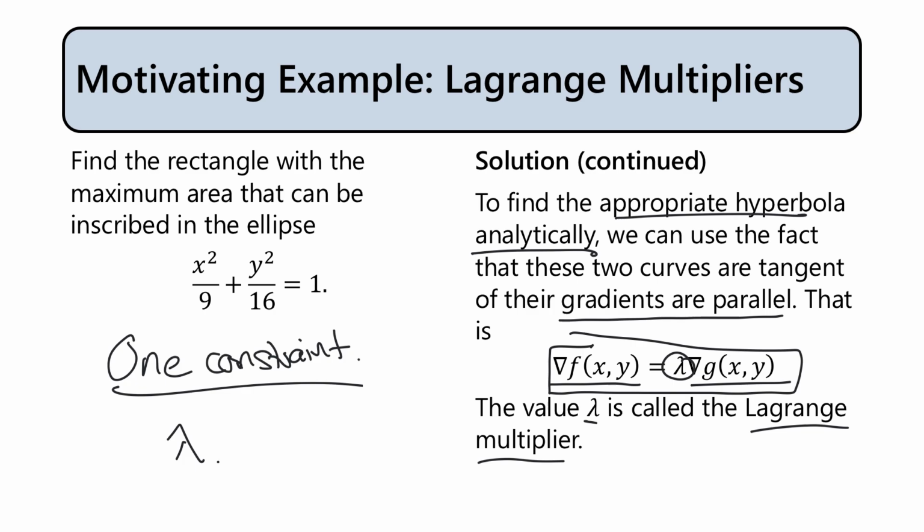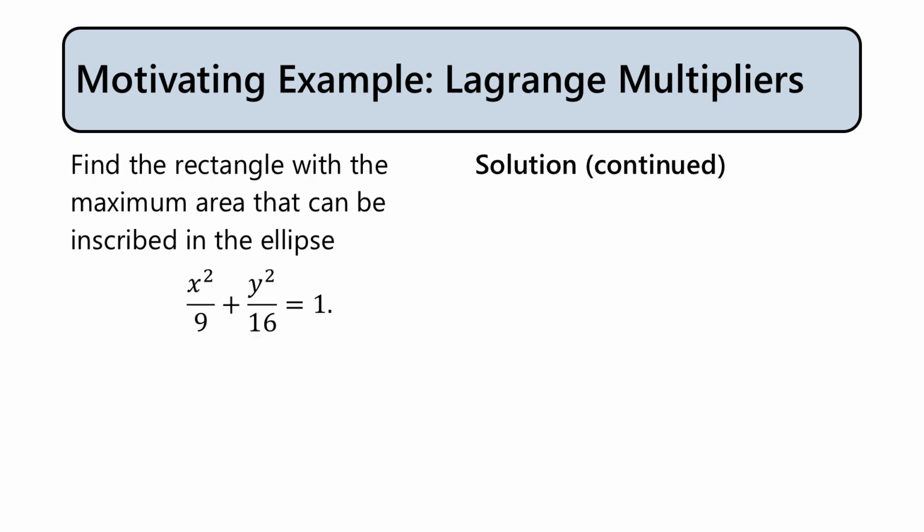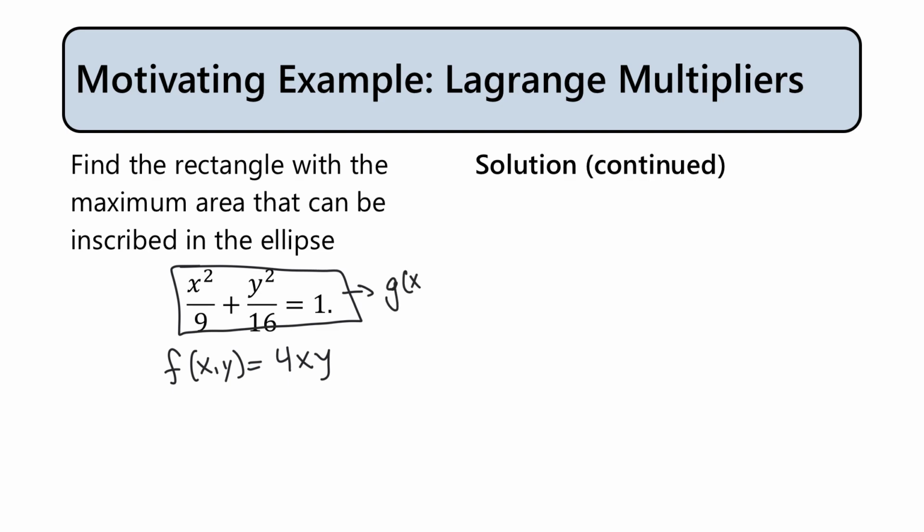We're talking about lambda. That is our one Lagrange multiplier. All right, so let's go through the analytical process of finding the optimization. Our area function f(x,y) is equal to 4xy, and then this is going to be sort of our g(x,y).